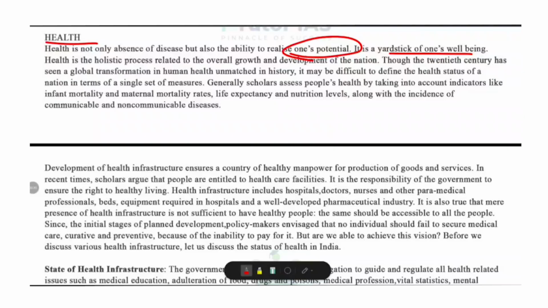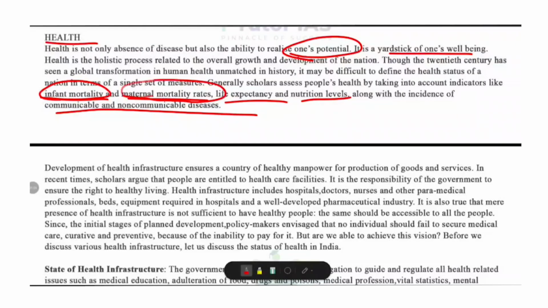Do you know what they are? Yes: infant mortality rate, maternal mortality rate, life expectancy, nutritional levels, and incidence of communicable and non-communicable diseases. What is meant by infant mortality rate or IMR? It means the number of infant deaths per 1000 live births. What about maternal mortality rate or MMR? It is the number of maternal deaths per 1 lakh live births.